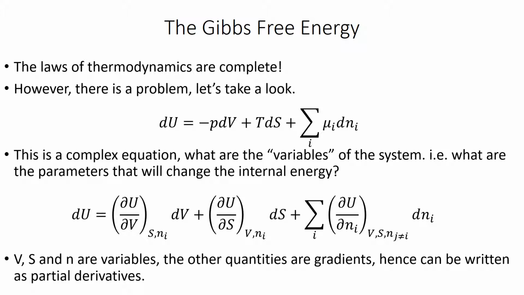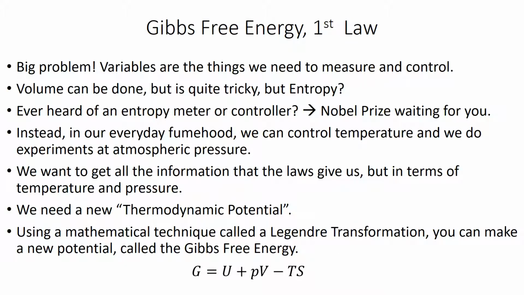The other quantities, the partial differential quantities, are gradients. Hence, we write them as partial derivatives. They are not variables, they are static parameters. So, you might go, what's the problem? What's the problem? Variables are the things we need to measure and control in order to get out the energy.